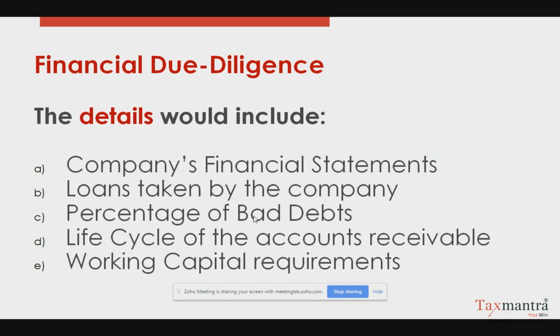The third one is the percentage of bad debts, because this might create a huge issue in the future. If the percentage of bad debts is huge in the books, this might affect the working of the company in the long run, and this might also affect the investors as well. So they wish to know the percentage of bad debts.